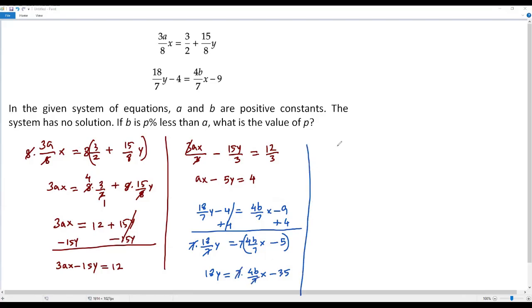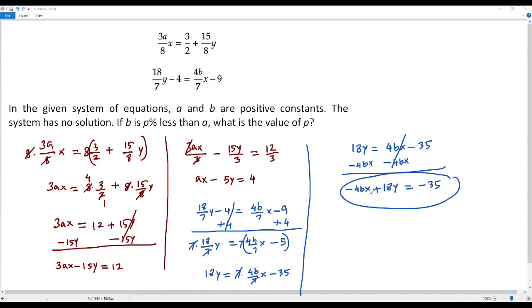Okay, let me continue over here. We get 18y equals 4bx - 35. Now, let me subtract 4bx from both sides of the equation. Let me do it. Then this +4bx and -4bx will cancel out. I am getting -4bx + 18y on the left side. On the right side, we have -35. Okay, here I got the second equation in standard form.